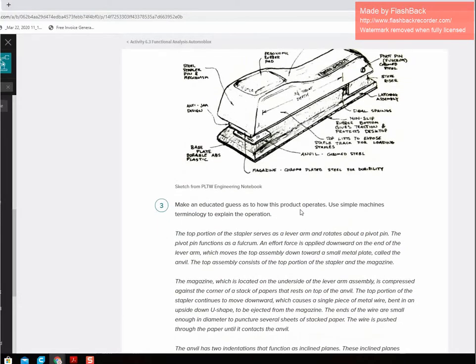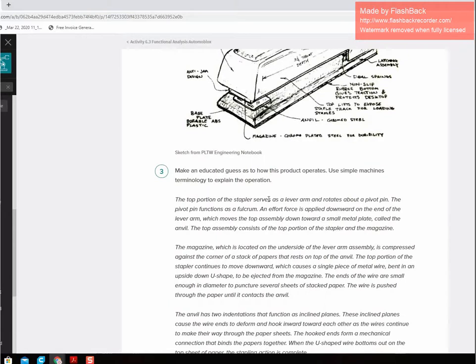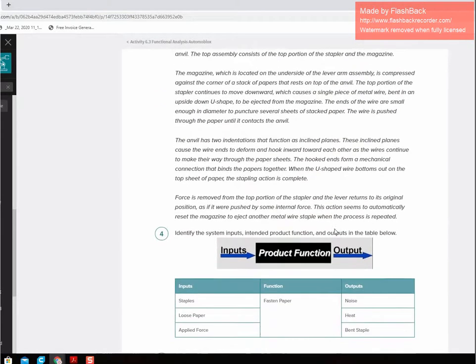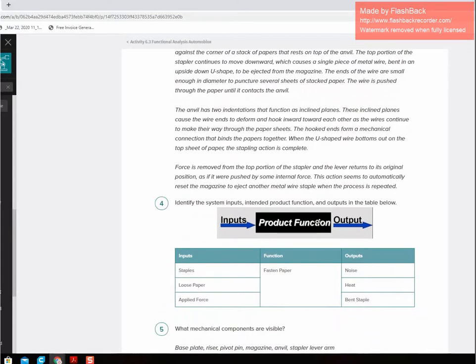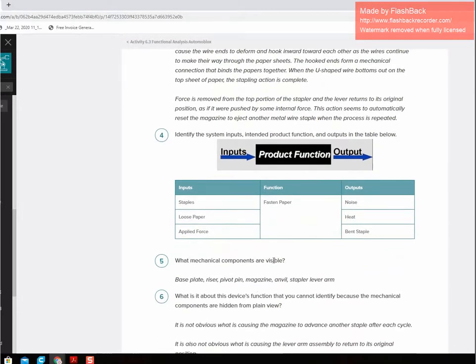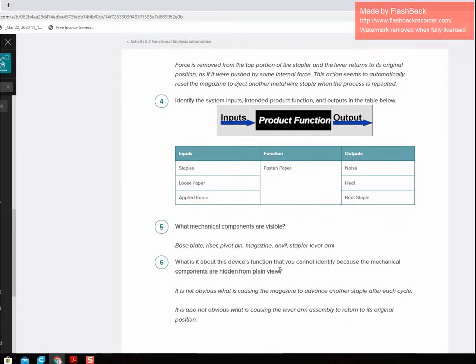Then you make an educated guess of how the product operates. So we assume this is how it works. There isn't much that we can't see as far as this goes. So our input: staples, loose paper, and an applied force. The function is to fasten paper. Outputs: noise, heat, and bent staple. What mechanical components are visible? So base plate, riser, pivot pin, magazine, anvil, staple, lever arm. And then what are the functions?